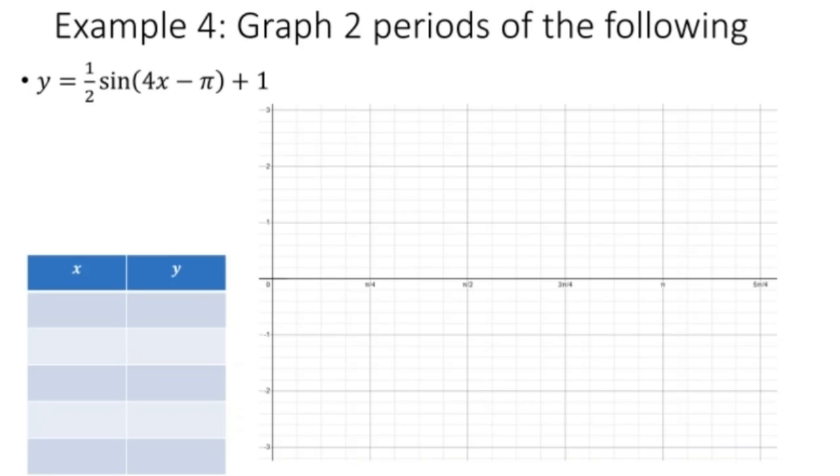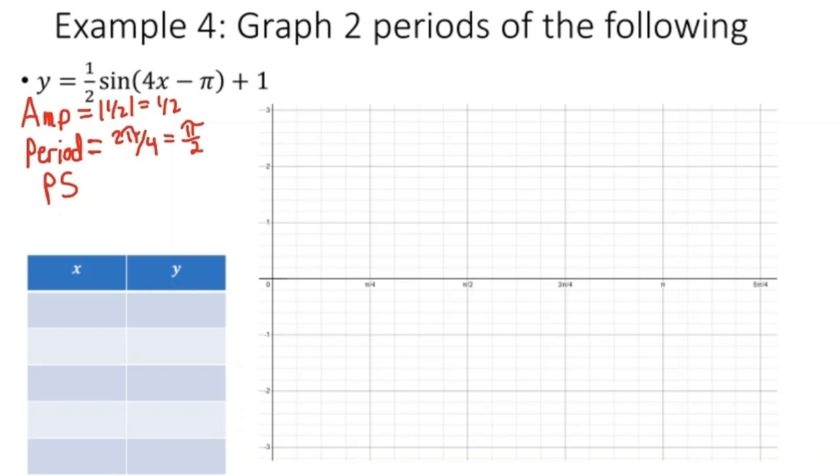Now we're going to graph two periods of y equals 1/2 sine of 4x minus pi, plus 1. Just like before, we'll find the amplitude, period, and phase shift. The amplitude, which is the absolute value of a, is 1/2. The absolute value of 1/2 is 1/2. Our period is 2 pi over b, which is 4, which means our period is pi over 2. Our phase shift is c over b, which is pi over 4.